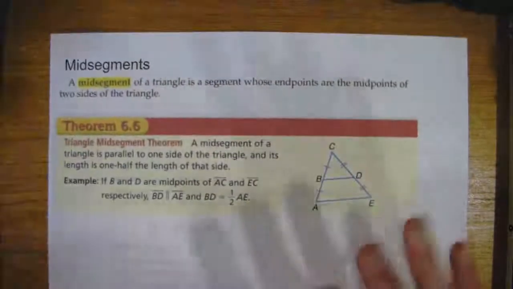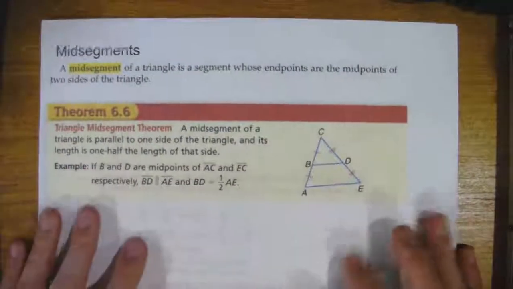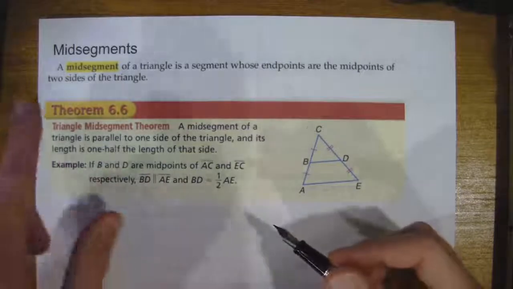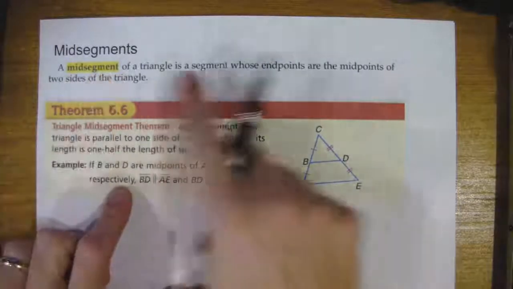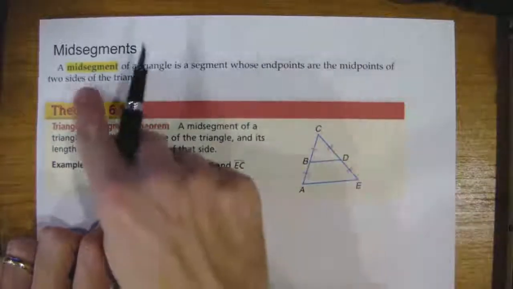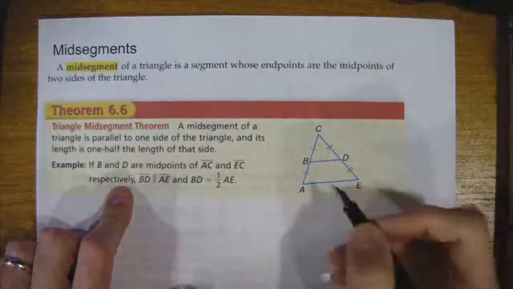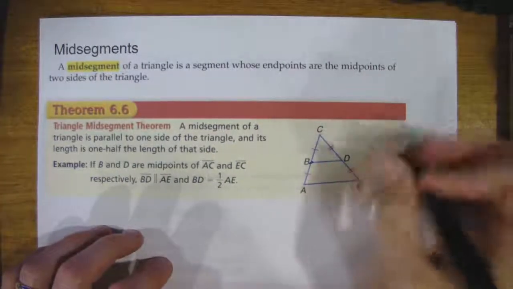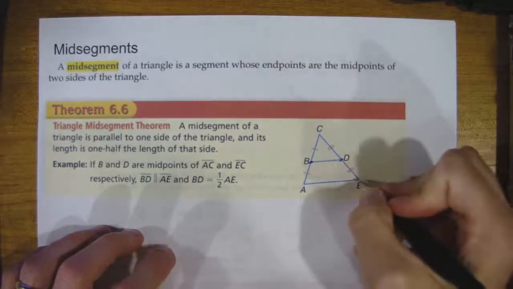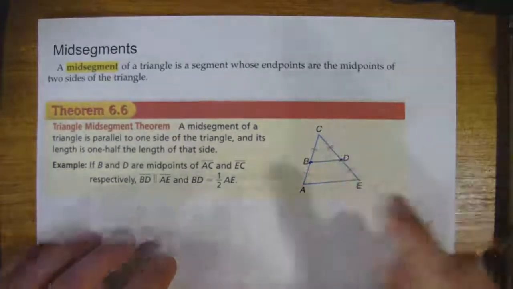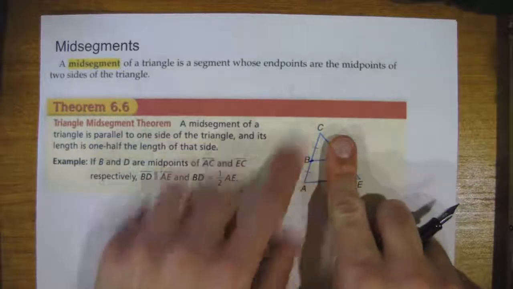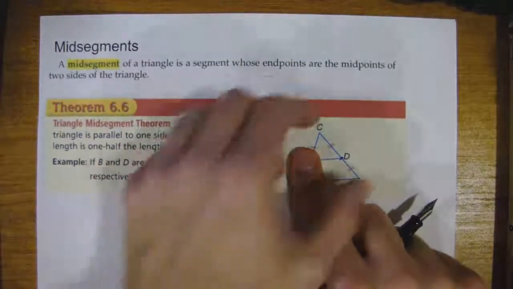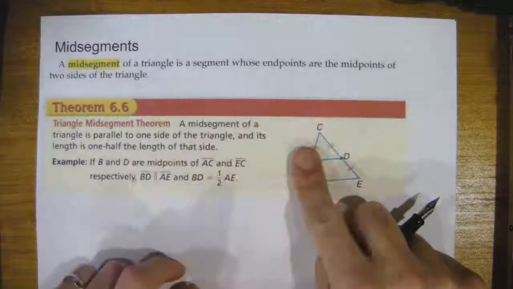Cool. Mid-segments. This is my favorite part. I like mid-segments. I can't tell you why, I just do. Here's what a mid-segment is. A mid-segment of a triangle is a segment whose endpoints are the midpoints of the two sides. So for example, BD in this case is a mid-segment. B is the midpoint of AC, and D as in dog is the midpoint of EC. Because of that, notice here on the left side, it breaks up AC into equal parts. It also breaks up CE into equal parts.